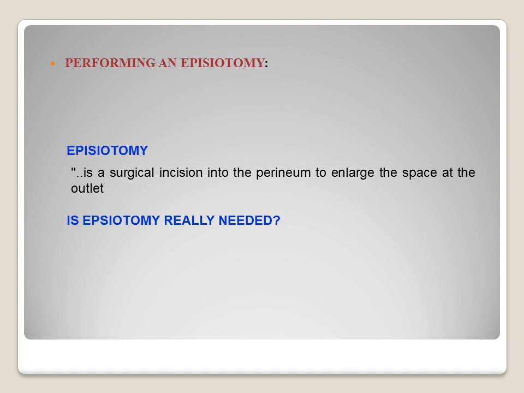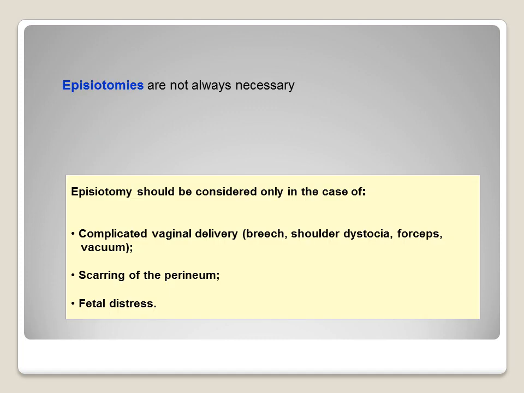Performing an episiotomy. What does episiotomy mean? Episiotomy is a surgical incision into the perineum to enlarge the space at the outlet. Is episiotomy really needed? مو بكل patient طبعا احنا نسوي episiotomy، وإنما أكو indication for episiotomy. Episiotomy is not always necessary, and it should be considered only in the case of complicated vaginal delivery like breech, shoulder dystocia, forceps or vacuum, scarring of the perineum, and in cases of fetal distress.